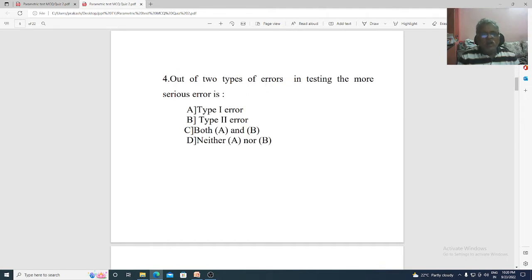Question 4. Out of two types of errors in testing, the more serious error is. Option A, type 1 error. Option B, type 2 error. Option C, both A and B. D, neither A nor B. The correct option is option B, type 2 error.